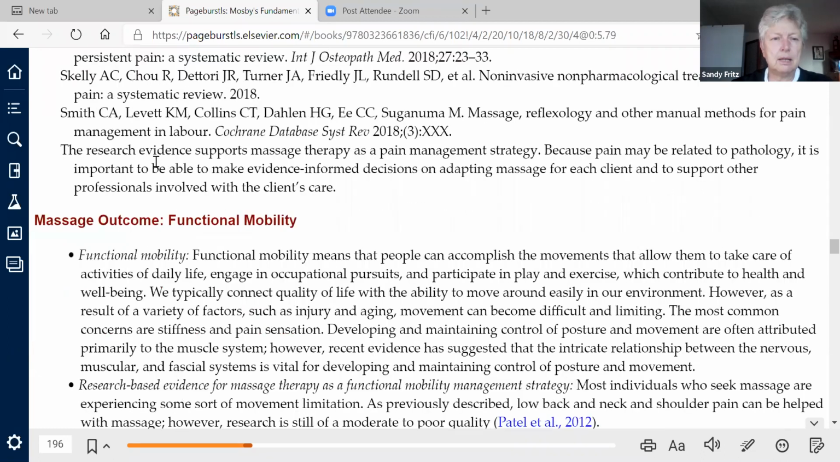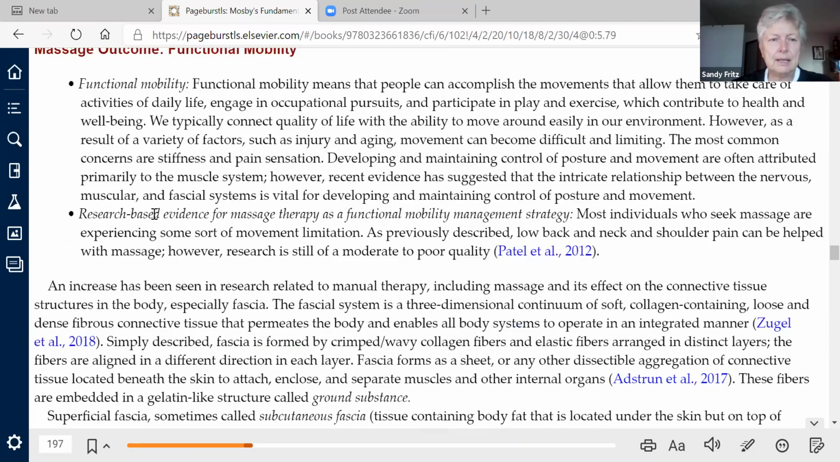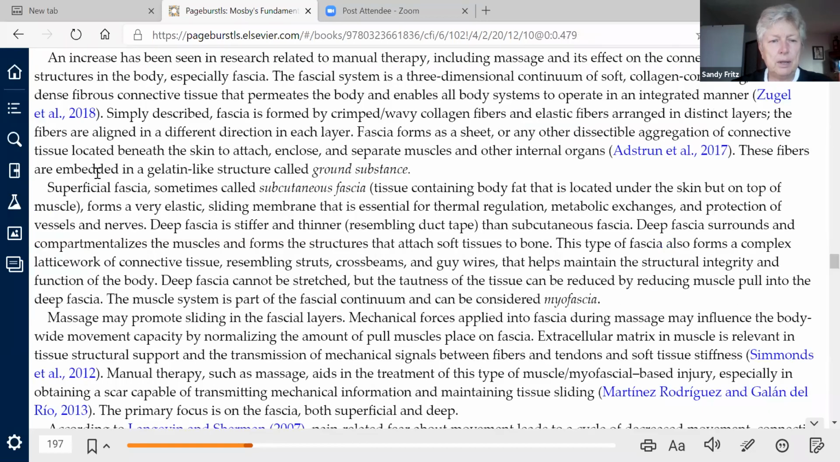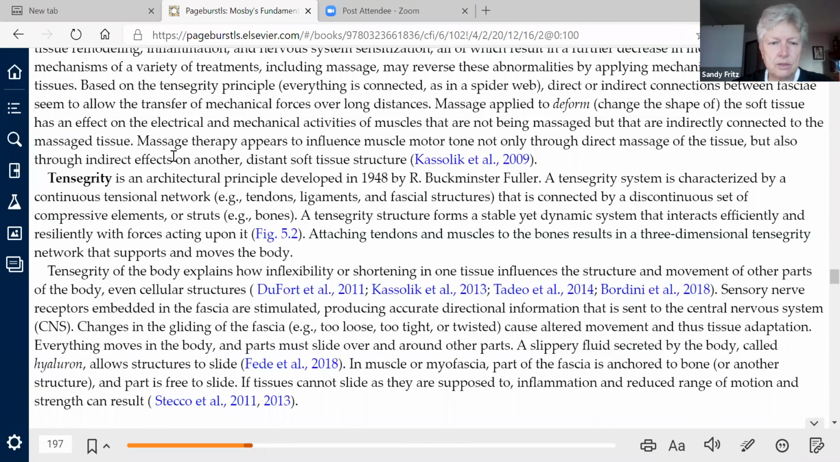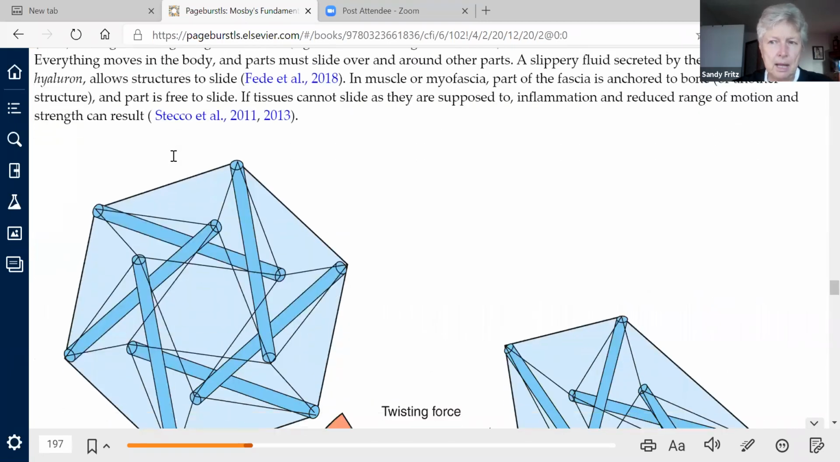All right, now this one, functional mobility, is a little harder. The evidence is much more scant. So we define what that is, like the other sections, and we start to look for the evidence, and we start to pull all that information together to understand what it might or might not be.